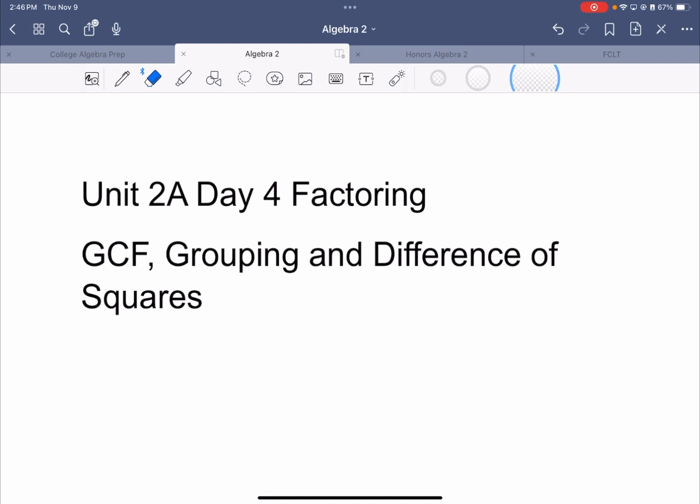Factoring is one of the things you have to be able to do in any math class beyond now. You have to be able to factor, and you've got to be pretty efficient at it as well.